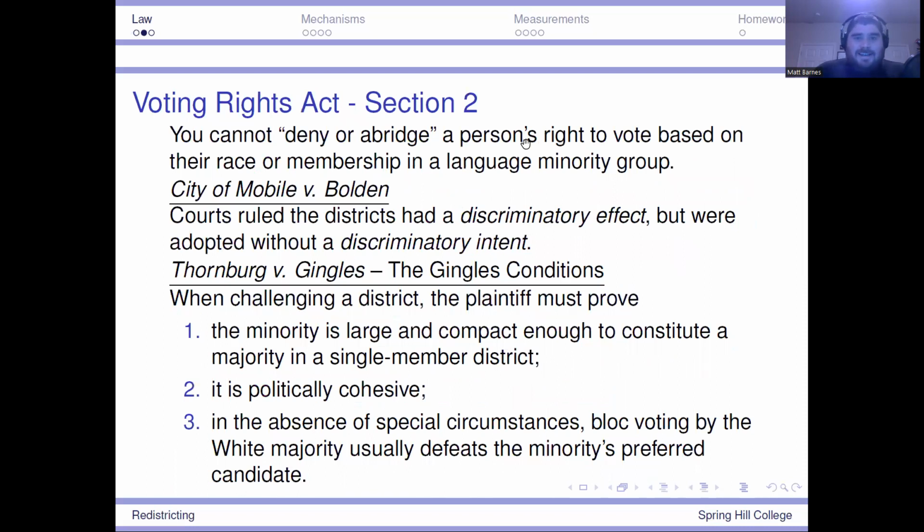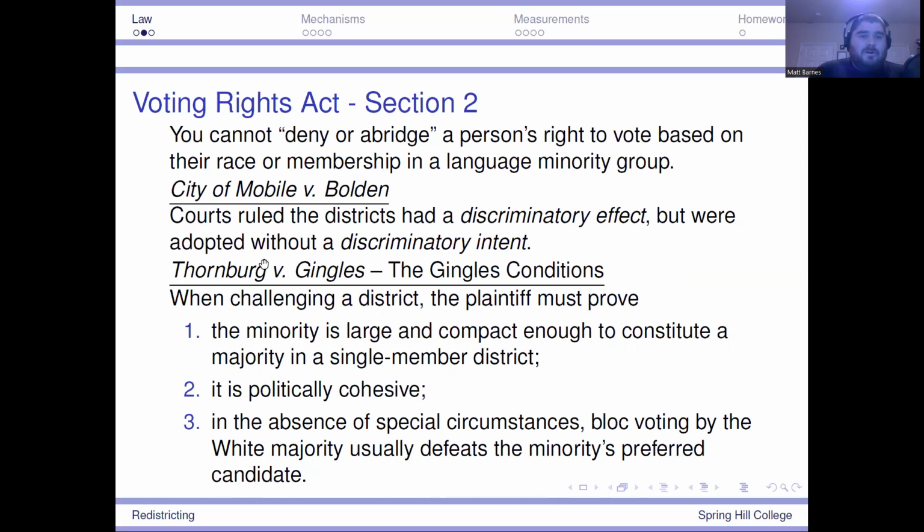Now, the Voting Rights Act says that you cannot deny or abridge a person's right to vote based on their race or membership in a language minority group. And there have been a couple different things to happen here. So in our very own city, City of Mobile versus Bolden said that some of the districts drawn had a discriminatory effect, but were adopted without discriminatory intent.